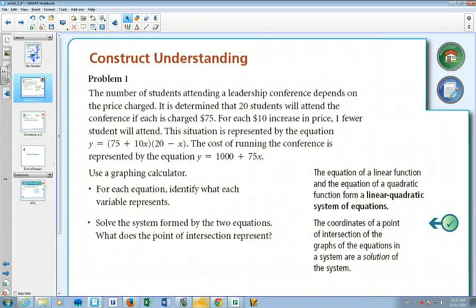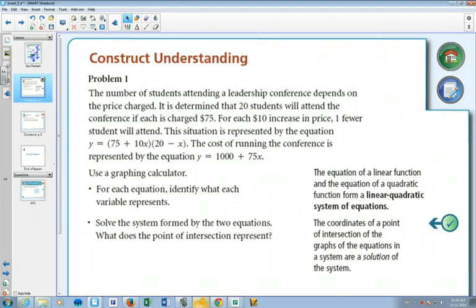Now, for every $10 increase, only one student less will come. That's pretty good. I'd raise the price way up. But I guess there's only 20 coming to begin with, so you can't raise it up too much before no one would attend.